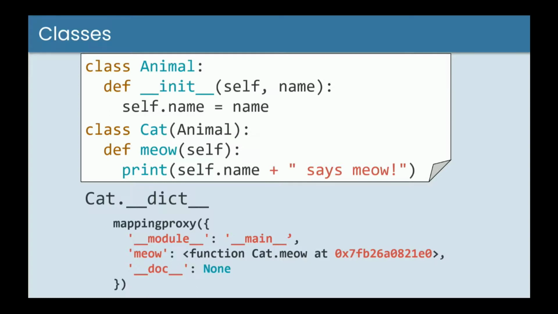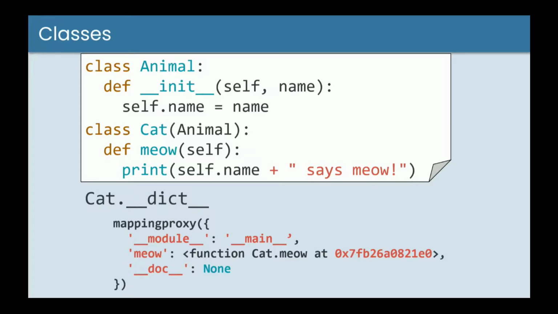3 things here. Module main simply means it was defined in the main module. Meow, there's our function. And doc would be the doc string of the cat class if it had one. So when we want to call this meow method, it'll find it in cat instead of our instance and pull it from there and call it. Again, where's that initializer though? We haven't declared another initializer in cat. It's just using animals because we've inherited from it.